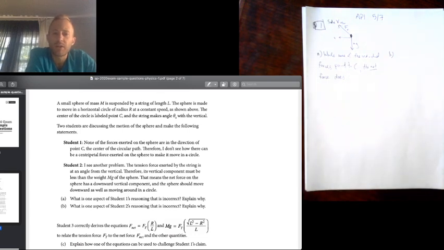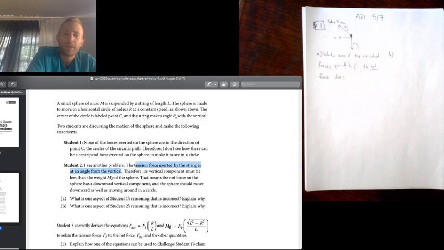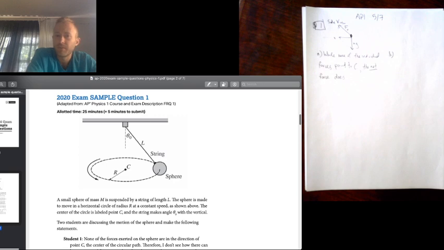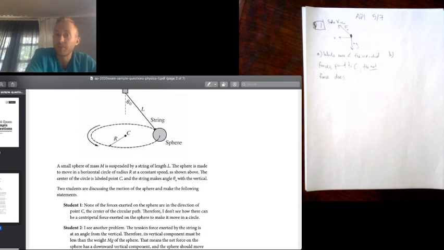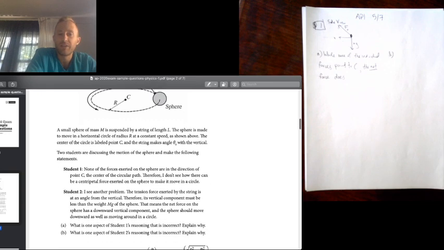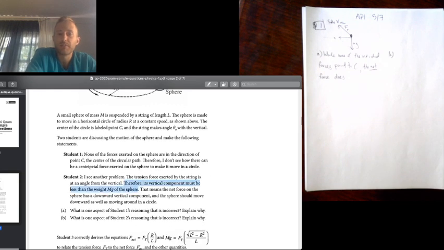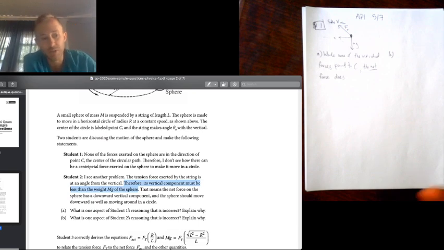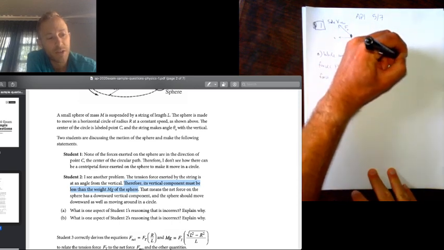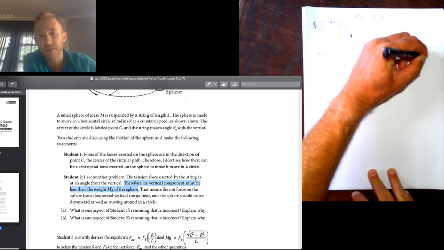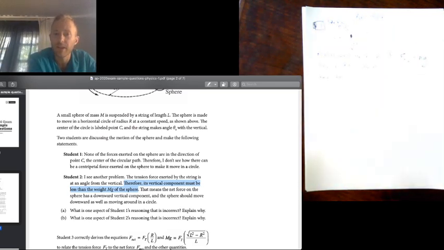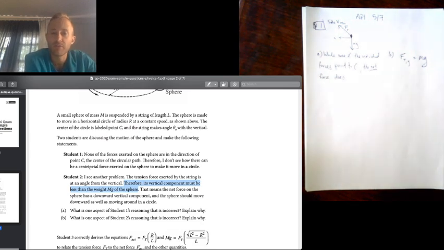For part B, it says, what is one aspect of student 2's reasoning that is incorrect? The tension force is at an angle from the vertical. But do you see how the sphere is moving in a horizontal circle? It's not moving vertically. So they kind of answered their own question. The vertical component must be equal to the weight mg of the sphere. So the vertical component of the tension is actually equal to mg. It's not less than. So there is no net downward force. That's what allows the sphere to move in a horizontal circle.